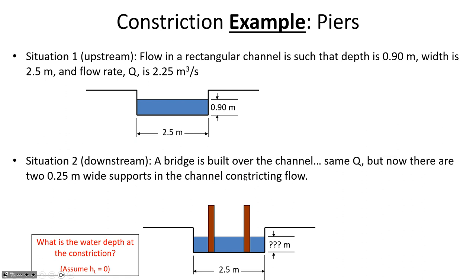So 0.951 equals y2 plus the other way to write this velocity head, which is q squared divided by 2gA squared, where A squared is going to be 2 meters times y at location 2. Now, what is this 2? What does it represent? The width. It's the width that the water actually can flow through. So we're subtracting out the pier width from the physical width of the channel. So the area of flow is going to be the depth times the width, so 2 times the depth at location 2.